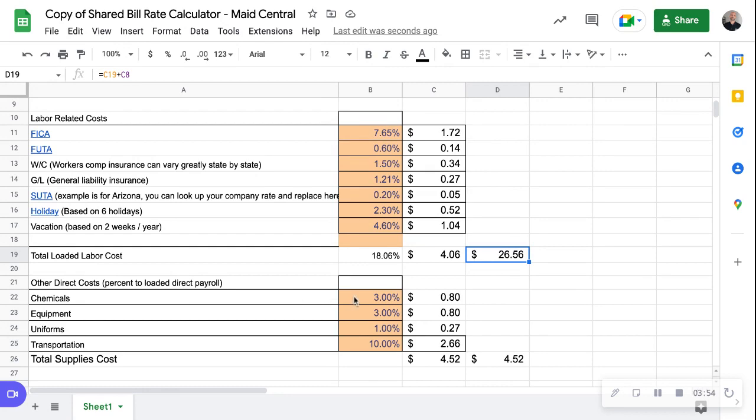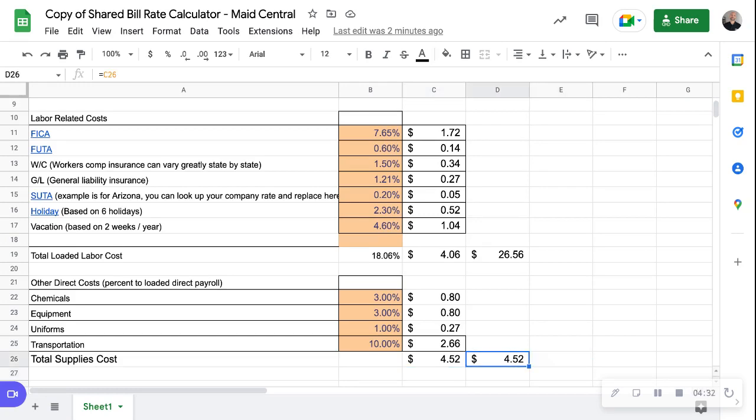And then your other direct costs of doing business, so chemicals, that's your cleaning solutions, things like that, equipment, uniforms, and transportation. Depending on how you pay, this may be baked into their hourly rate, but it is something to consider adding some of that into their wage, especially the transportation costs, especially with rising fuel rates, and figuring that in. So 10% would not be unusual between homes, $2.66 in wage added to the wage to kind of account for that.